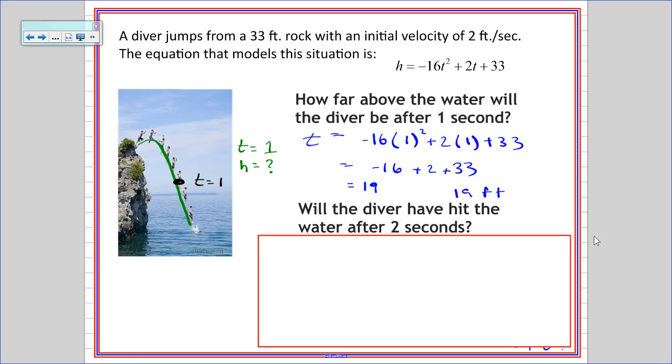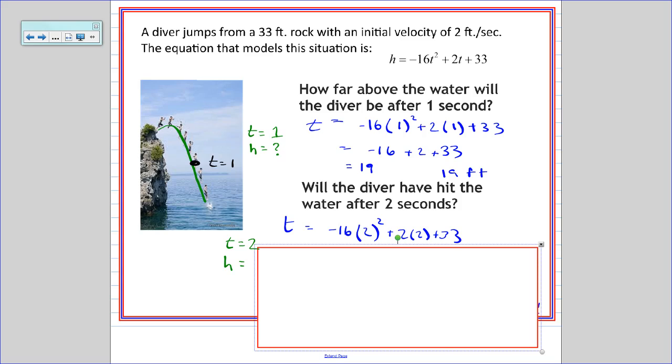Now the next question is, will the diver have hit the water after 2 seconds? So the t part is pretty straightforward. T equals 2. But the height part is not so simple. Let's come back to that in a second. Let's just do the calculation and then see what happens.